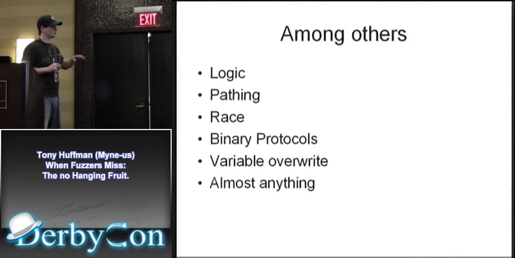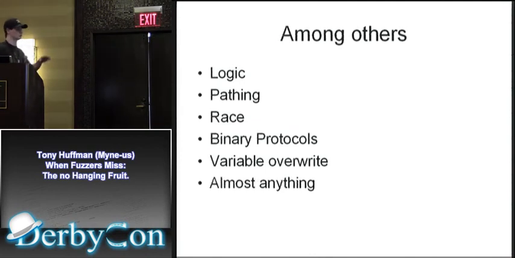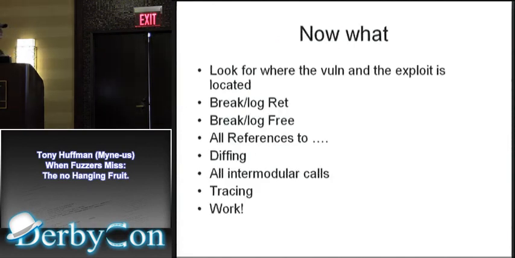Pathing, that's one of the main things inside this too. If you don't take the correct path for the exploit, you'll never see the exploit. So understand where all your paths go and backstep paths to figure out where the buffers are coming from. You're going to get a concept way better on what's actually going on. Race conditions, binary protocols, variable overwrites, almost anything can exist inside this. It all matters on where you're going and where the exploit exists.